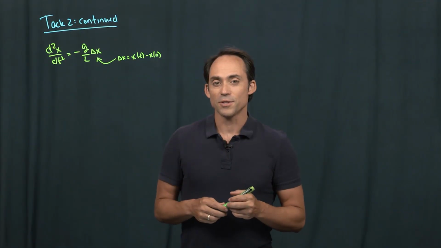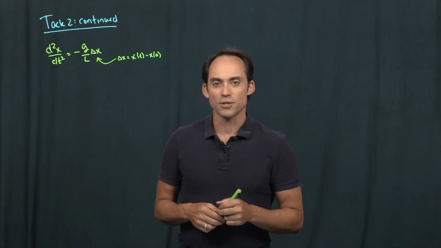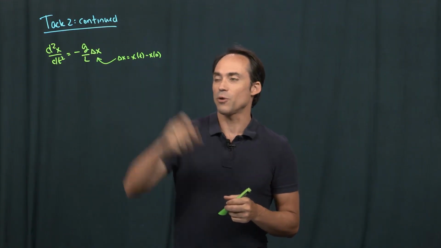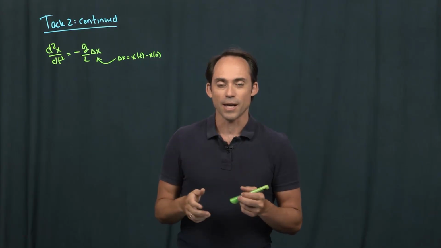Okay, so we have this differential equation. The second derivative of x with respect to time is equal to minus g over L times the displacement. And the displacement, of course, is equal to the position in the x direction as a function of time minus the initial position.